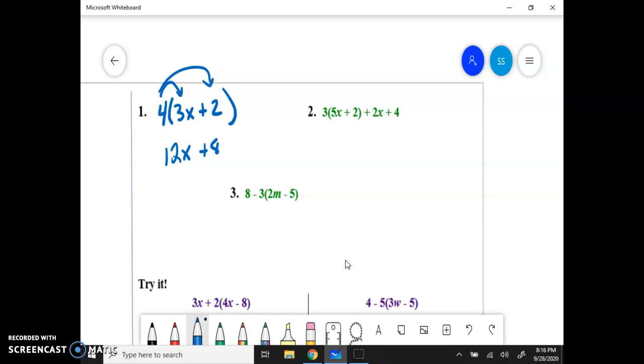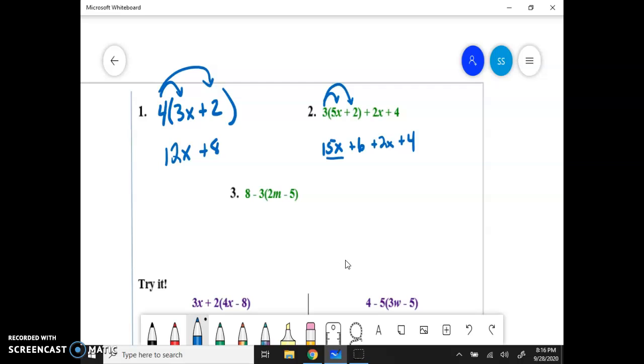Number 2, it looks like we have to do some distributing, and then we have to combine like terms. So the first thing we're going to do is distribute this out. The first distribution is 3 times 5x. So 3 times 5 is 15, and then add the x. And then we do the second distribution, 3 times 2, which is 6. And then we just drop down everything else. We have the 2x plus 4.